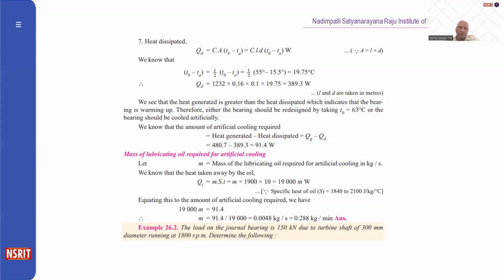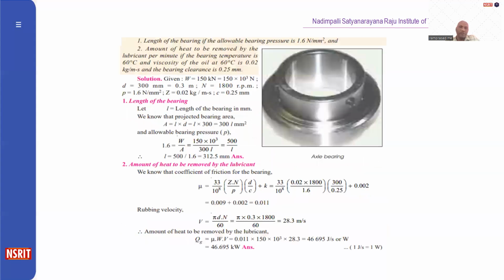Second problem. The load on the journal bearing is 150 kilonewton due to the turbine shaft of 300 mm diameter running at 1800 rpm. Determine the following. Length of the bearing if the allowable bearing pressure is 1.6 Newton per mm square, and here pressure is given, bearing pressure 1.6 Newton per mm square.